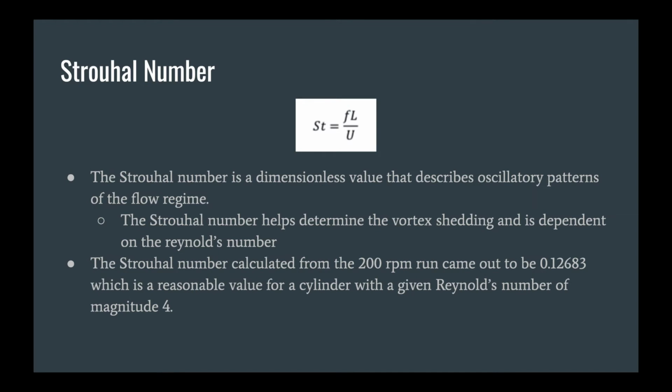The Strouhal number is the dimensionless frequency of the vortex shedding as a function of the Reynolds number. In this experiment, the vortex shedding occurs due to the flow separation around the surface of the cylinder. The vortex shedding behind the cylinder leads to periodic pressure oscillations in the transverse and flow directions. The oscillation frequency in the transverse direction matches the vortex shedding frequency, which we determined from our flow visualization video. We used the observed oscillation frequency, the diameter of the cylinder, and the freestream velocity to calculate a Strouhal number of 0.12683 for a Reynolds number of magnitude 4.